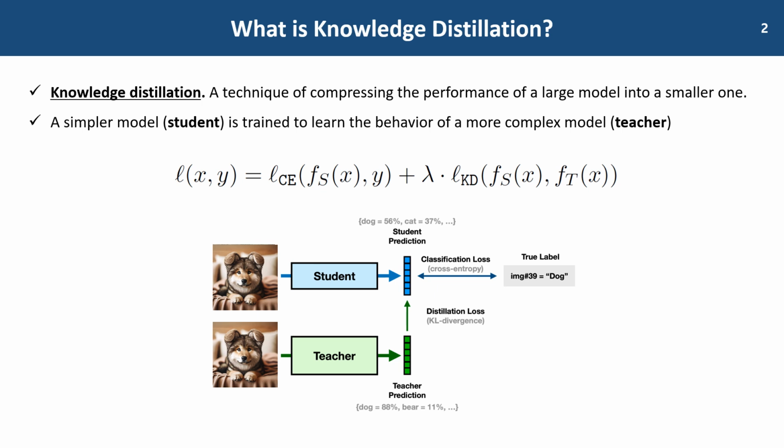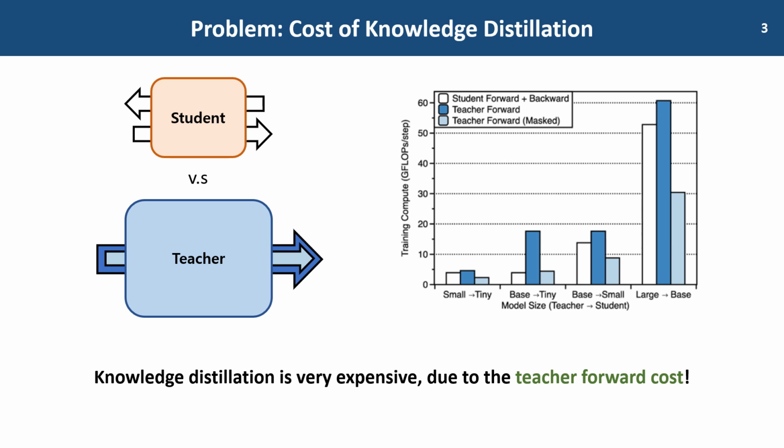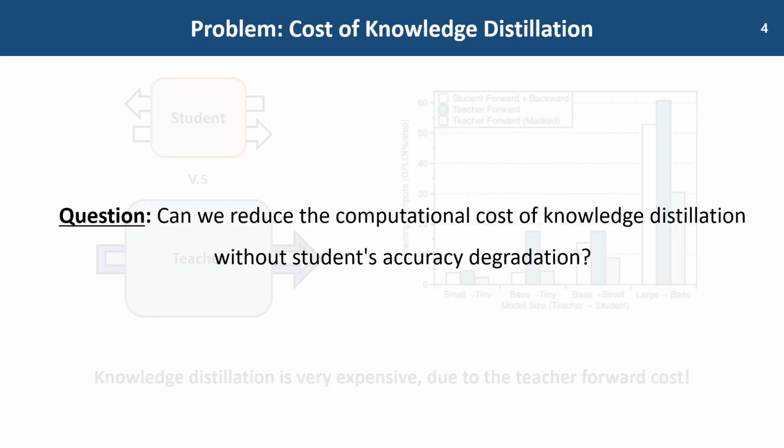Knowledge distillation is a technique used to compress the performance of a large model into a smaller one. A simpler model is trained to replicate the behavior of a more complex model. However, knowledge distillation can be quite costly as the computation required for the teacher's forward pass often exceeds the combined cost of the student's forward and backward passes. So our question is, can we reduce the computational cost of knowledge distillation without degrading the student model's accuracy?